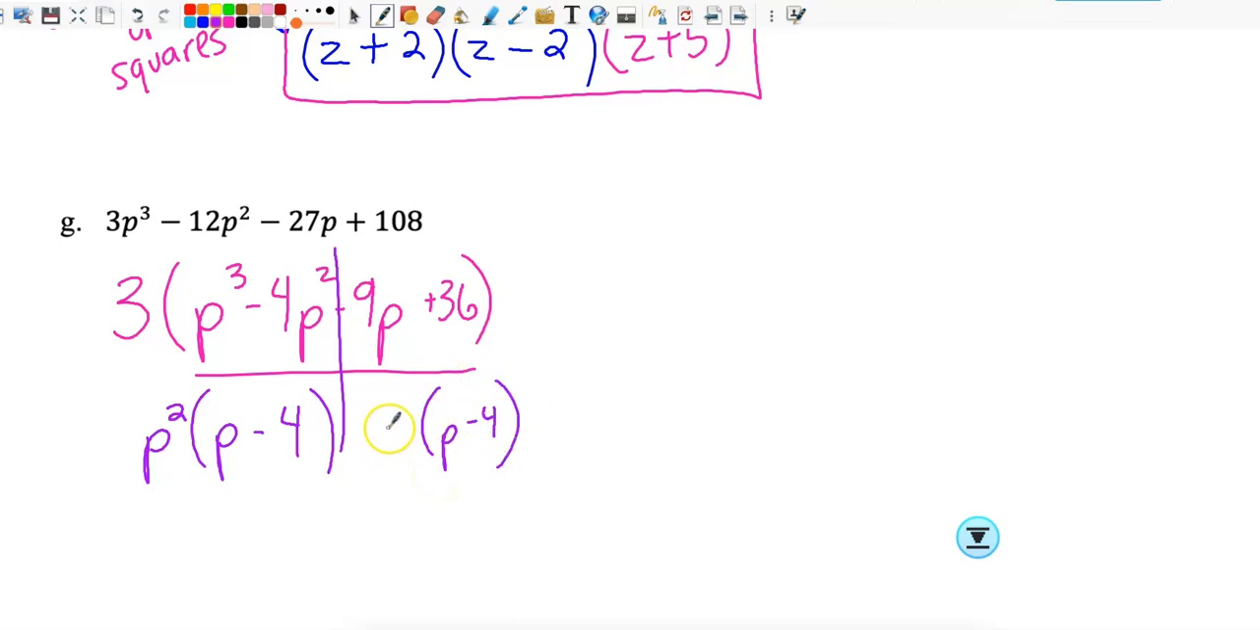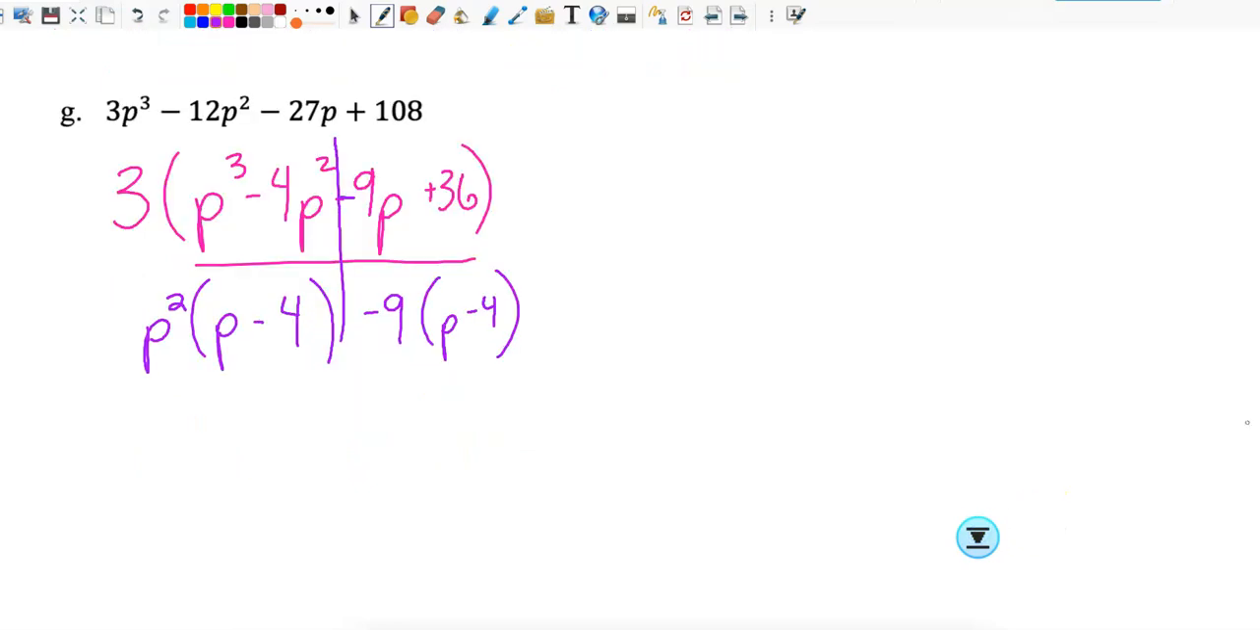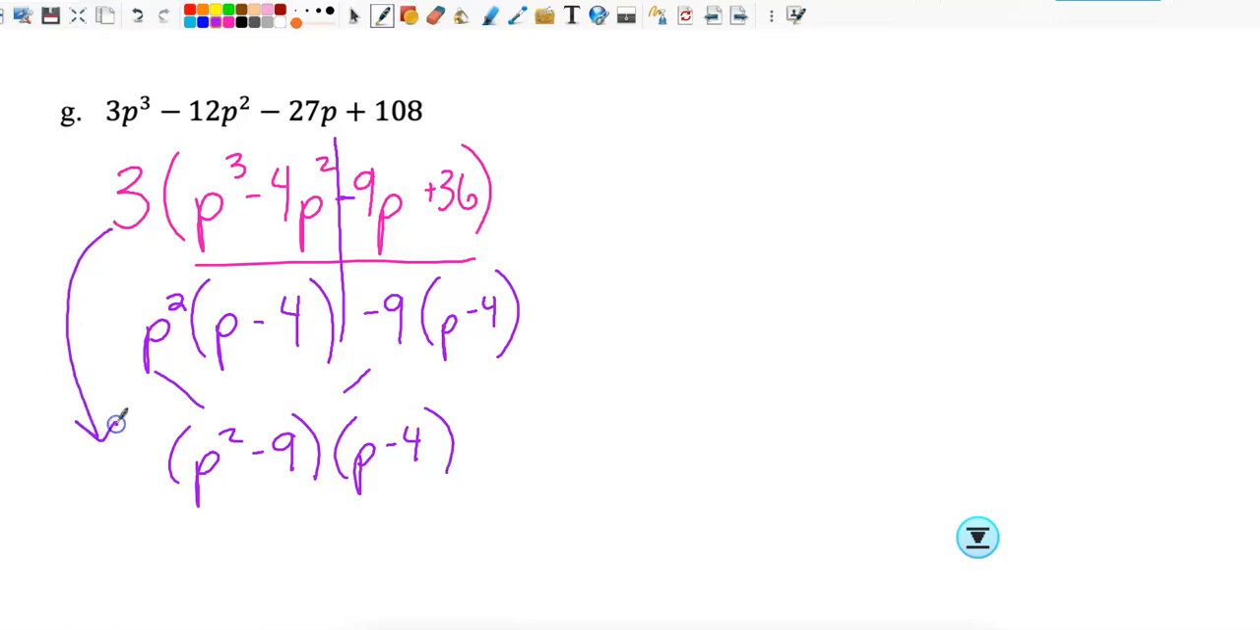Then I'm going to ask myself, what times p will get me to a negative 9? So it's just a negative 9. And then to write my final answer, my two greatest common factors get their own parenthesis. The parenthesis that repeated, you write it once. And then do not forget that 3 does come down for your final answer.